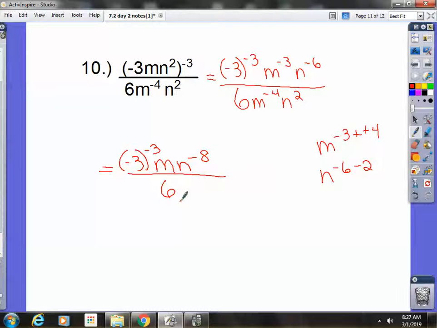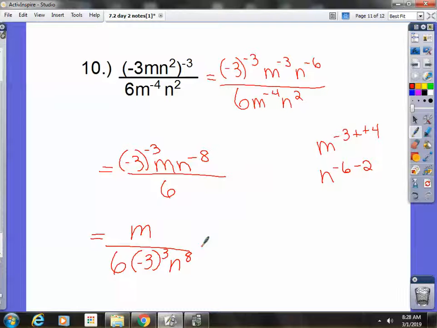Everybody okay so far? I have two negative exponents, don't I? Let's change that negative 3 to the denominator and the n to the denominator. They both have negative exponents. Everything else is going to stay put. So m is going to still stay in the numerator. I had a 6 in the denominator, but now I also have negative 3 cubed. And I also have n to the 8th power.